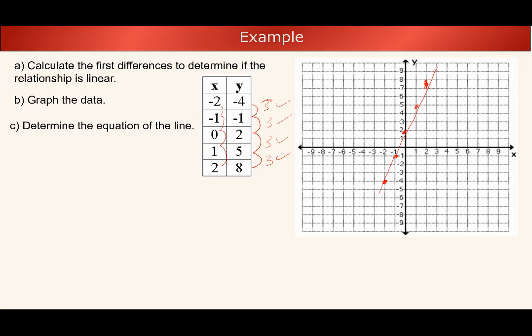That one is marginally better. Graph the data. I'm saying that that's done. Graph the data. Determine the equation of the line. All right. So here's what we can do. Write y equals mx plus b, because we need the equation to be in that form. Y equals mx plus b.